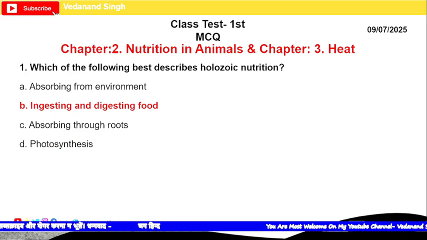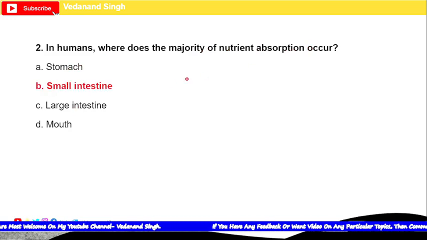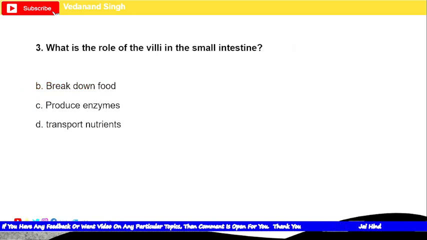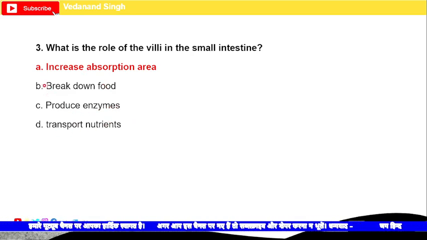Now the next question is, in humans, where does the majority of nutrient absorption occur? The options are stomach, small intestine, large intestine and mouth. And the correct answer is the small intestine. The next question is, what is the role of villi in the small intestine? The options are increase absorption area, break down food, produce enzymes, transport nutrition. Among these four options, A is the correct option, that is increase absorption area.